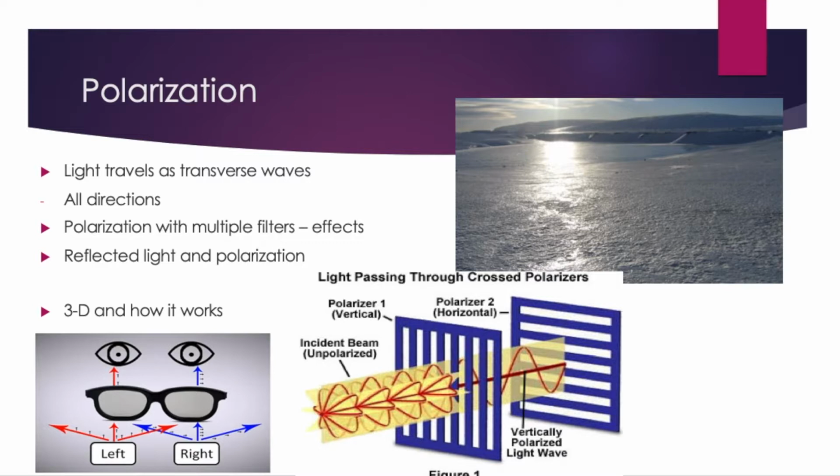Light that reflects at glancing angles from non-metallic surfaces such as glass, water, or roads vibrates mainly in the plane of the reflecting surface, so glare from a horizontal surface is horizontally polarized. This is the reason why snow goggles block horizontal wavelengths, to block reflections off the white snow.